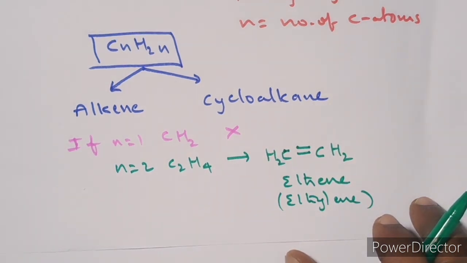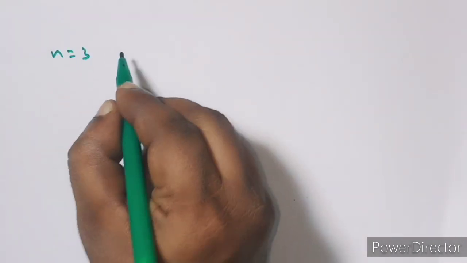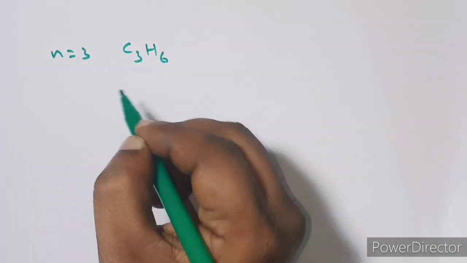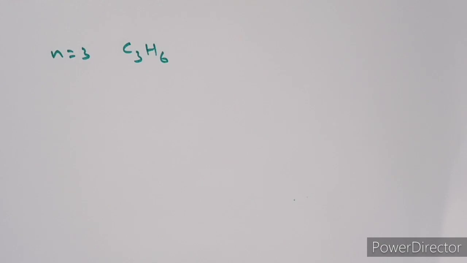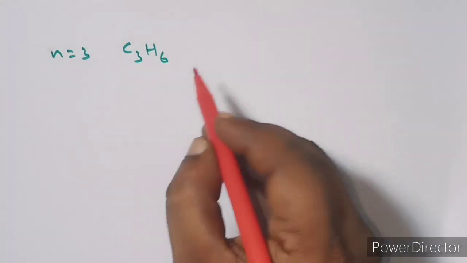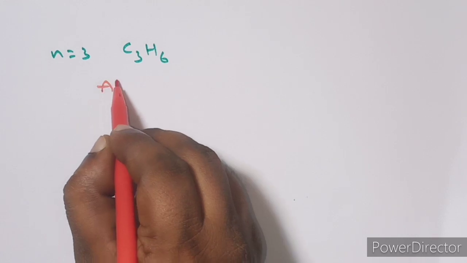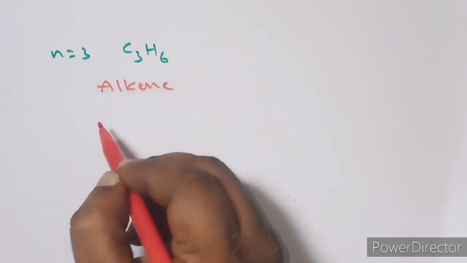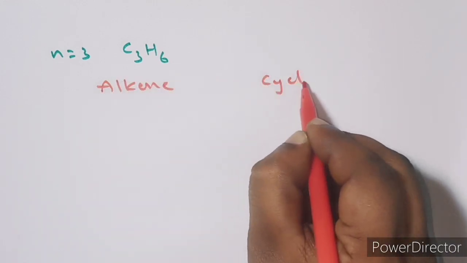Now let us see n is equal to 3. If n is equal to 3, the formula is C3H6. Now let's see how to write the possible isomers. This formula is common for both, so we can write alkenes and we can also write cycloalkanes.